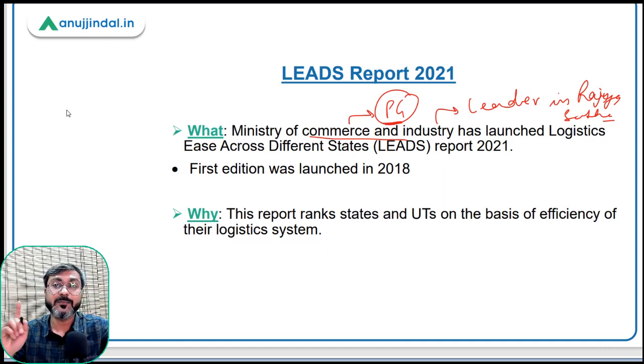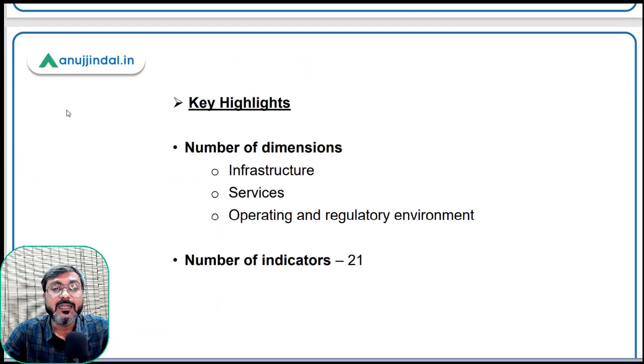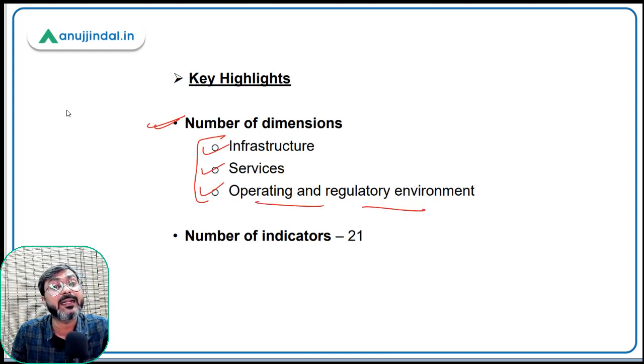And do remember, its very first edition was launched in the year 2018. Now, what is the objective of launching this report? This report, guys, remember, ranks the states and UTs on the basis of efficiency of their logistics system. Jo states aur UTs ka logistics system kitna efficient hai, uske basis pe this report ranks the states and UTs. Now, talking about the report, there are three dimensions, which means the report is based on three dimensions. Number one is the infrastructure of the logistic, number two, services, and number three, operating and regulatory environment.